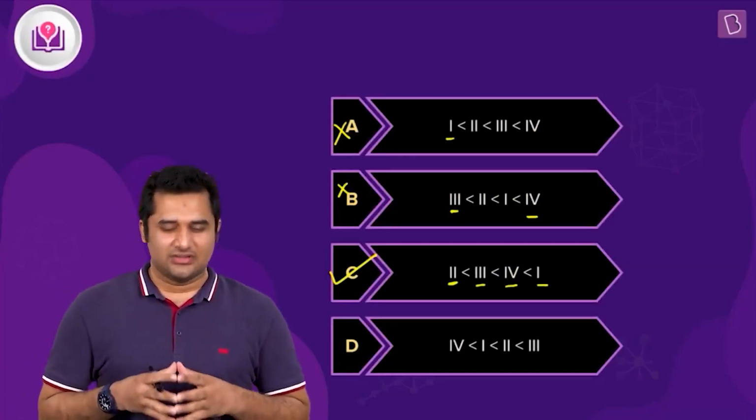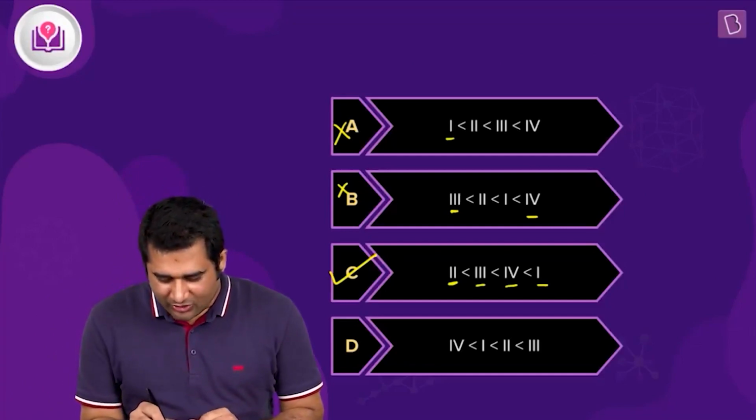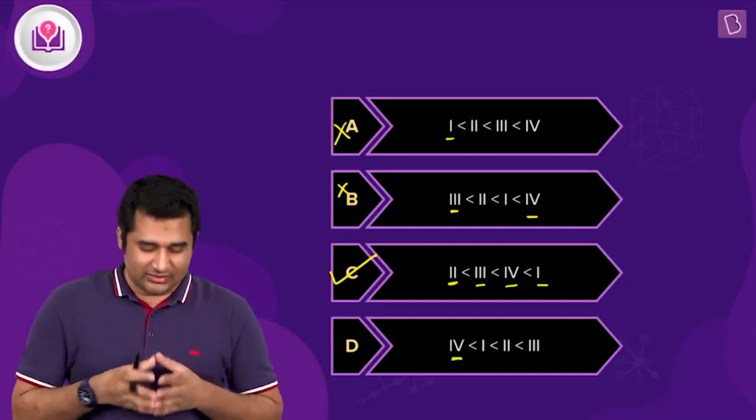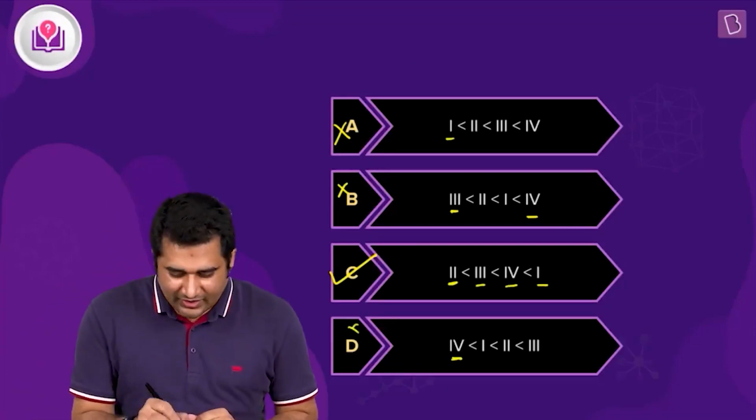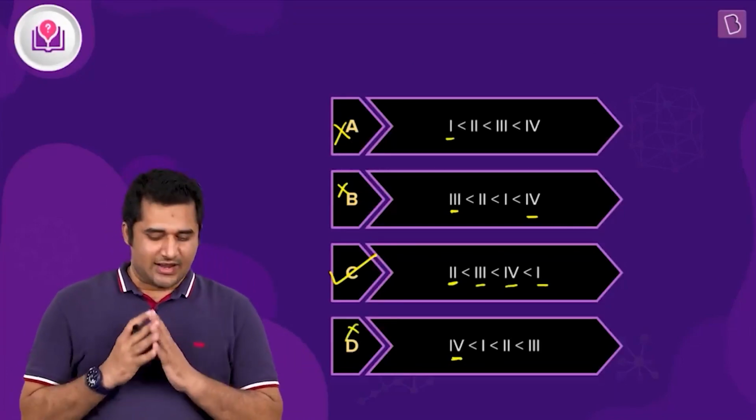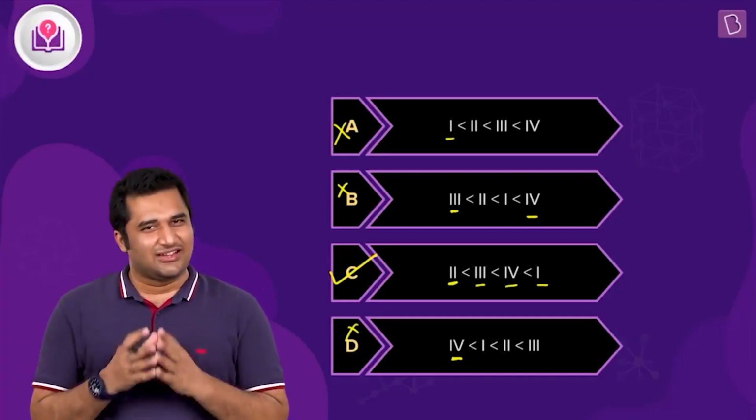But let us look at option D as well. So you can see option D, the fourth one is said to be the lowest heat of hydrogenation, which is not right. We know that this is not correct. And hence the answer to this question is option C.